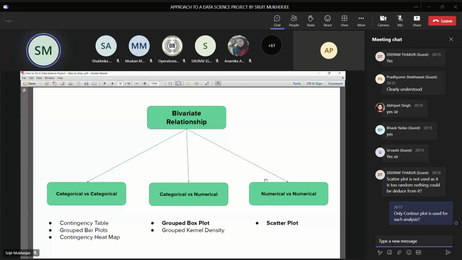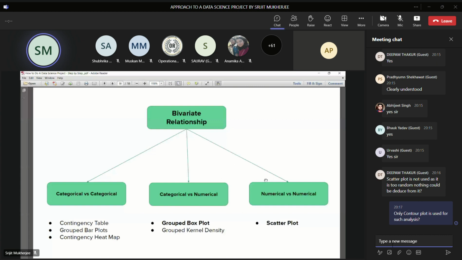Okay, so let's take this case. Essentially, whenever you're looking at a relationship or something bivariate, there will always be these three kinds of categories: categorical versus categorical, categorical versus continuous, and continuous versus continuous. Continuous here means numerical.